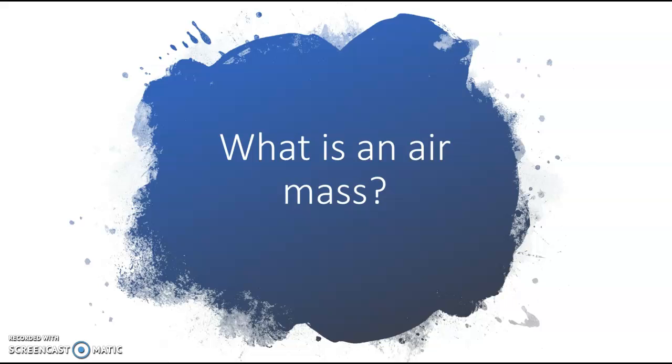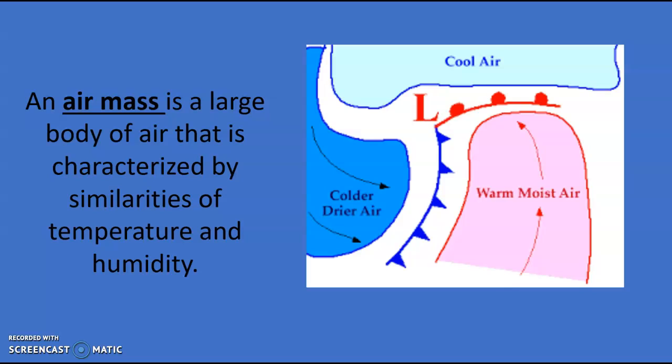What is an air mass? So an air mass is a large body of air that is characterized by similarities of temperature and humidity. It can cover hundreds of thousands of square miles and is formed when air is stagnant for a long period of time over a surface.